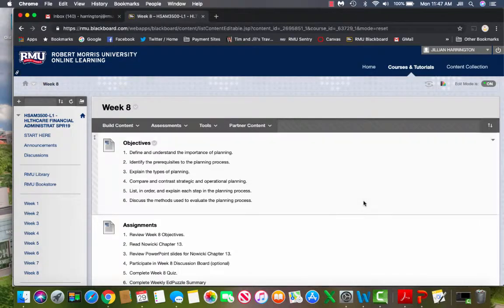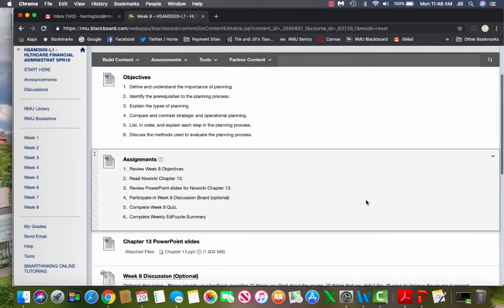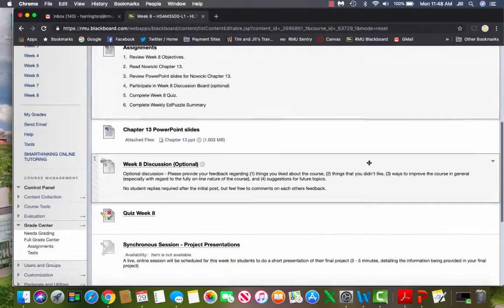In week 8, we are looking at planning a little bit. There's a whole course in strategic planning in this program. So if you're interested in strategic planning, you can certainly take our HSAM course on that topic. But we do want to talk about it a little bit. Strategic planning is a big element of a financial operation. Strategic planning is much more broad than finance, but we're going to talk a little bit about the planning process as it relates to finance.